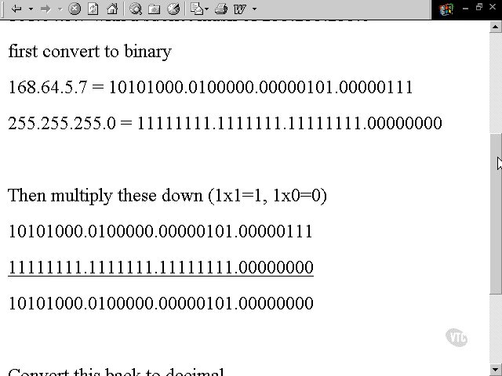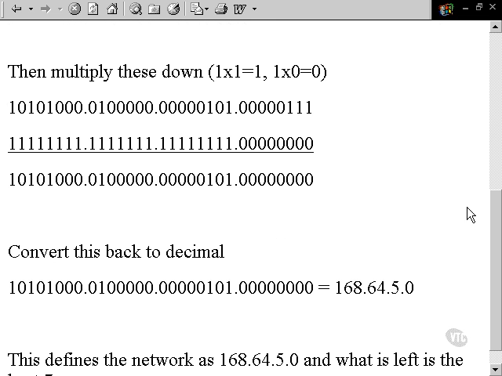Now we take these items and we line them up. We're going to do some simple multiplication. Basically, 1 times 1 equals 1, and 1 times 0 equals 0. We put our IP address here, we put our subnet mask here, and we multiply it down. So 1 times 1 is 1. 0 times 1 is 0. 1 times 1, 1. 0 times 1, 0. 1 times 1, 1. All these zeros times 1 are going to be 0. Any place here, a 0 times 1 is going to be 0.